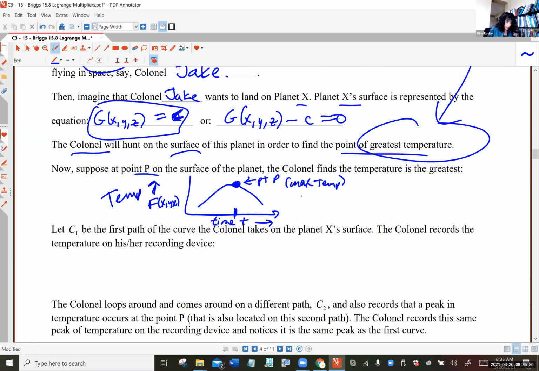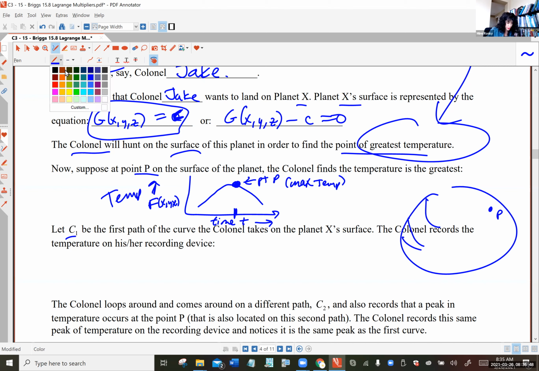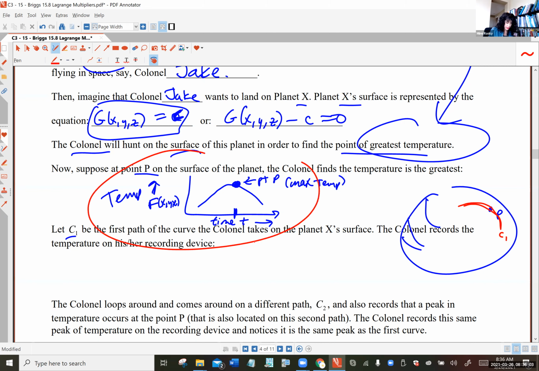So if you looked at the planet, let's say here's planet X, and here's the point P on the planet. Let's say when Colonel Jake located this maximum temperature, he happened to be roving the planet, using some rover, on some curve, C1. He's recorded this on the recording device like this.